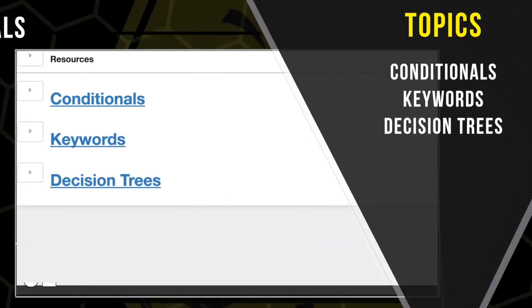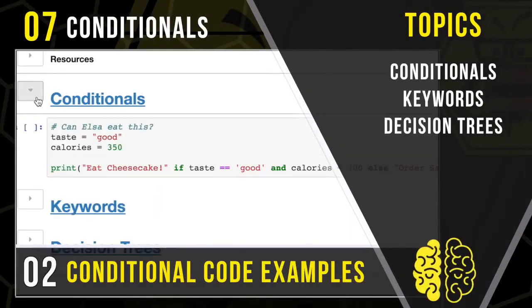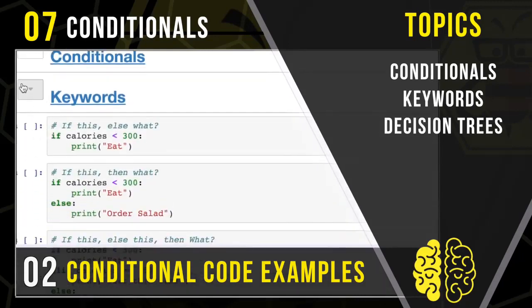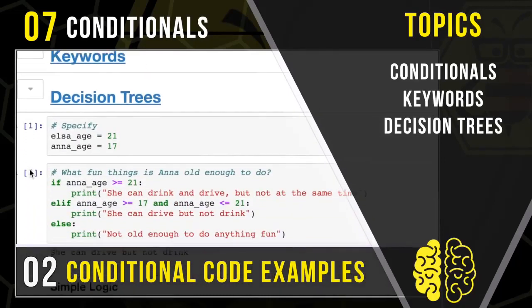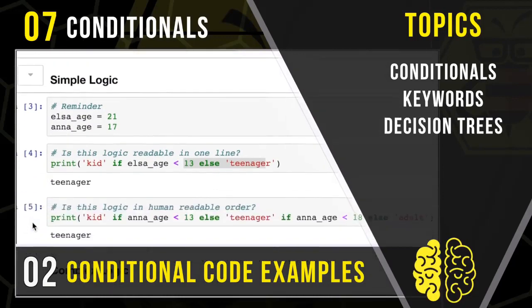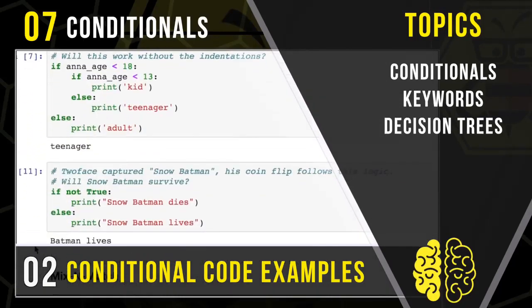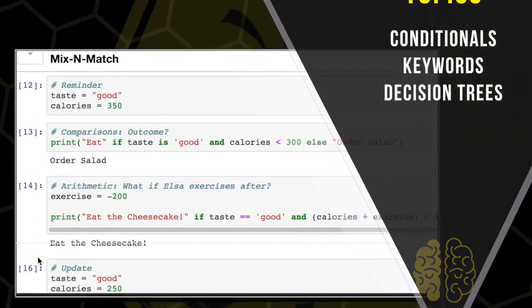Okay, in today's lecture, we're going to be looking at some examples of conditionals. So we're going to look at a canonical example to start with, and then we're going to get an overview of the keywords if, else, and elif, and then we're going to look at how they can stack into decision trees. We'll look at some ways you can write them out in one line, and then when you have more complex logic, how you might want to look at nesting them and how those will evaluate. And finally, we're going to mix and match these conditionals with things that we've learned before.